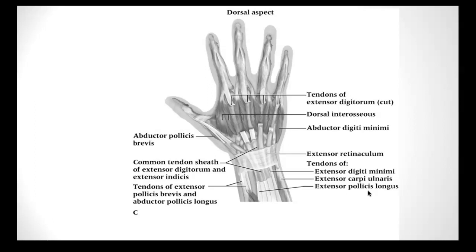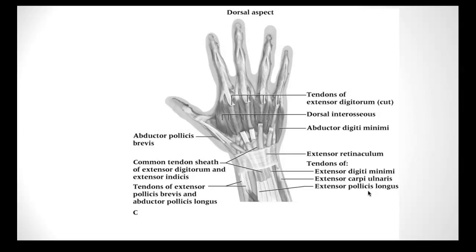And then we have the extensor pollicis longus, right? What do you think its major role is? Great, so it's going to be first interphalangeal joint extension, first MCP extension, first CMC extension. It's also going to assist with radial deviation. So we can see all of these muscles coming together either to help ulnar deviate, radially deviate, and extend the digits, right? The last thing that I want to talk about here are the dorsal interossi.